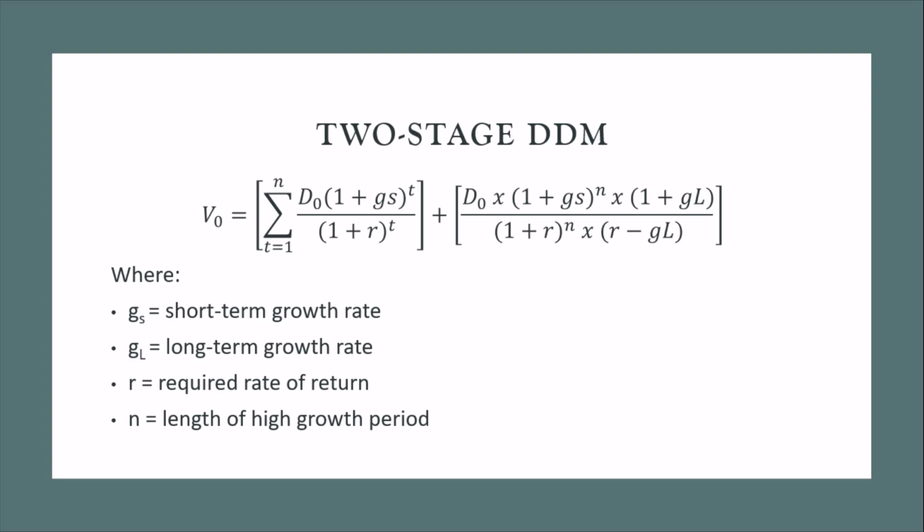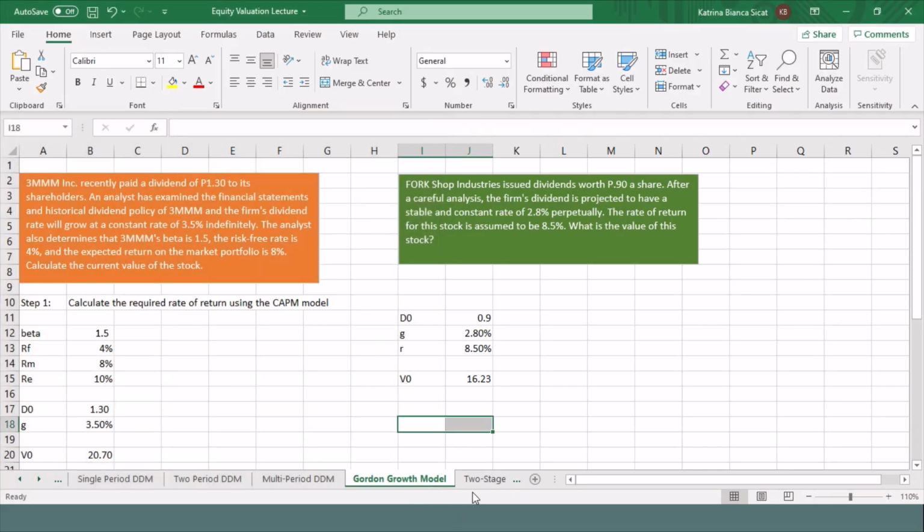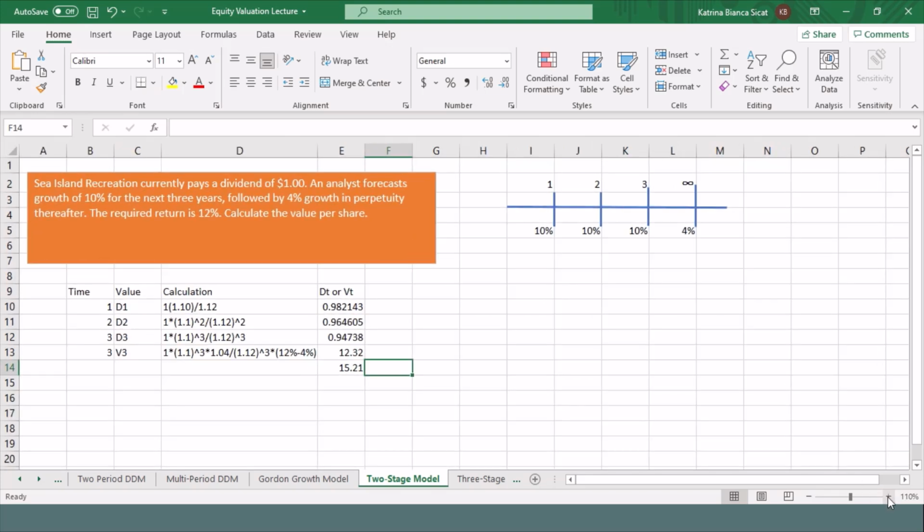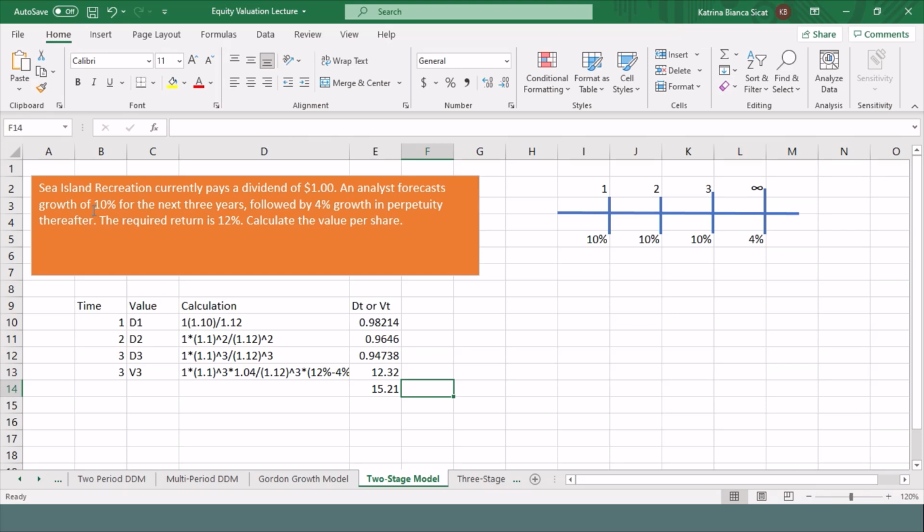Okay, para lang mas maliwanag sa atin, okay, tignan natin yung ating problem dito. It's a two-stage model. So, sabi niya, Sea Island Recreation. Basahin ko muna. Okay. So, Sea Island Recreation currently pays a dividend of $1. An analyst forecasts growth of 10% for the next 3 years, followed by 4% growth in perpetuity thereafter. The required return is 12%. Calculate the value per share.